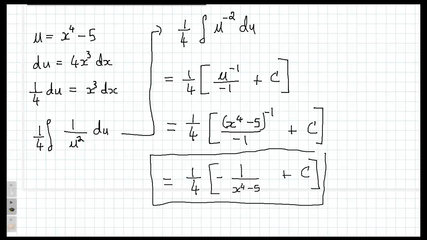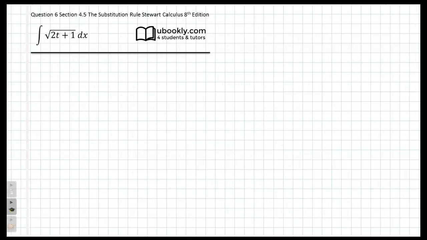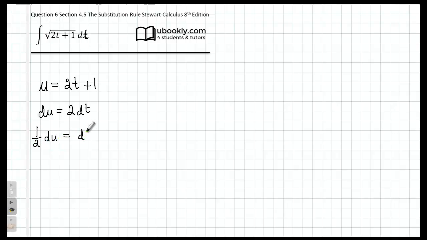Okay, so next question. For this question, the integral of square root of 2t plus 1 dx, or sorry, there should be a t here. So square root of 2t plus 1 dt. I'm going to let my u be 2t plus 1. du would be 2 dt. And I don't need a 2 dt, I only want a 1 dt. So there's a 1 dt here. So I'll divide both sides by 2. So a half du would be dt.